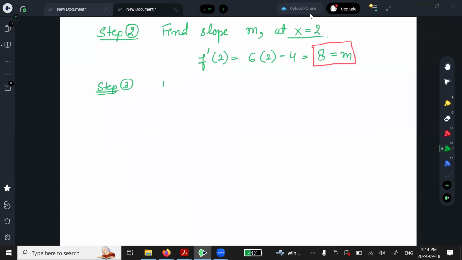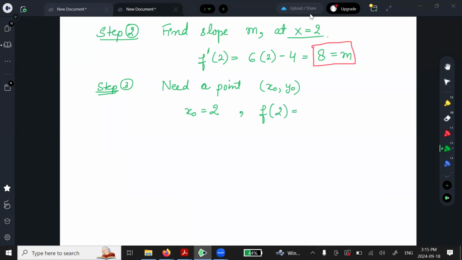So in this case, I need a point. So we are looking for a point on the tangent line. I already have x0 as 2. Okay, that's given to you. We always use the point given to us. x0 equals 2. Plug this in the function, in the original function.